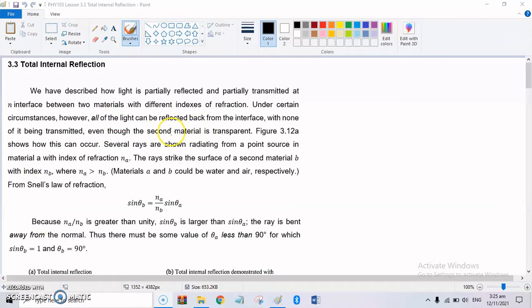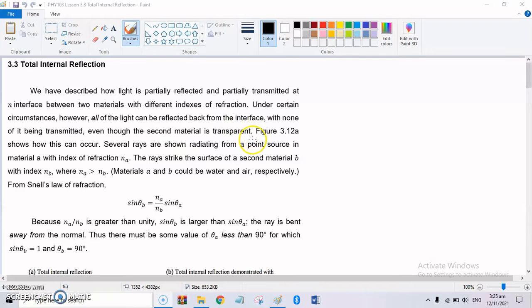Let us continue our topic to our lesson 3.3, Total Internal Reflection. We have described how light is partially reflected and partially transmitted at an interface between two materials with different indexes of refraction. Under certain circumstances, however, all of the light can be reflected back from the interface, with none of it being transmitted, even though the second material is transparent.